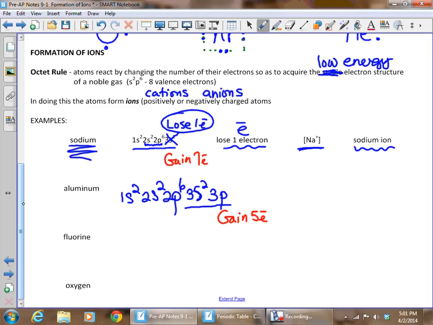Keep in mind, we could also get rid of that entire last energy level and end up with a full outer shell with a 2s2, 2p6 structure. So if we did that, we would need to lose 3 electrons. Well, what's it going to choose? Exactly, the least number of electrons possible, so it's going to choose to lose 3 electrons. And if we lose 3 electrons, we end up with an ion that has a 3 positive charge, which again, we memorized earlier in the year. And this is the aluminum ion.